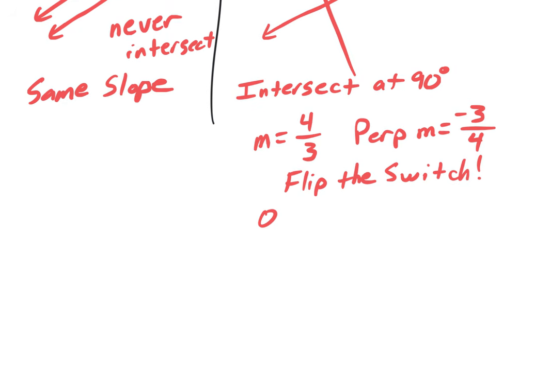The algebraic or math terminology there is that we say they are opposite reciprocals. Opposites means one's positive, one's negative. Reciprocals means we take the fraction and we flip it over. So those will always be true with perpendicular lines. Knowing that information is going to be critical with some of the things that we're going to be doing with parallel and perpendicular today.